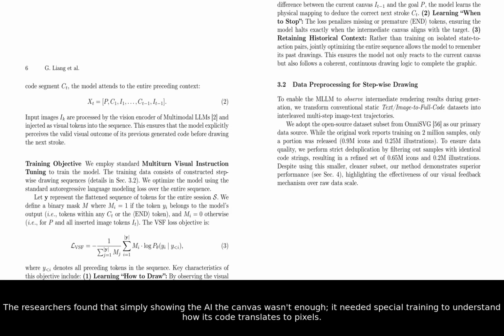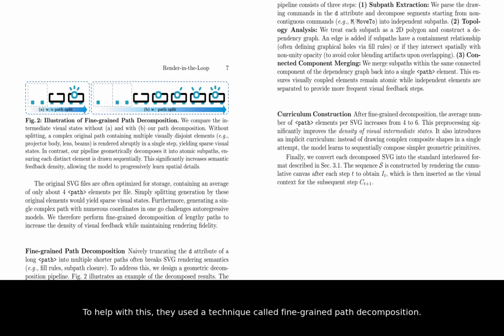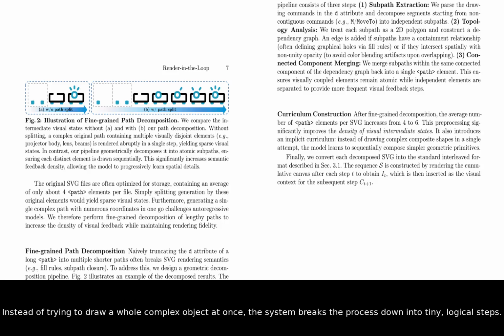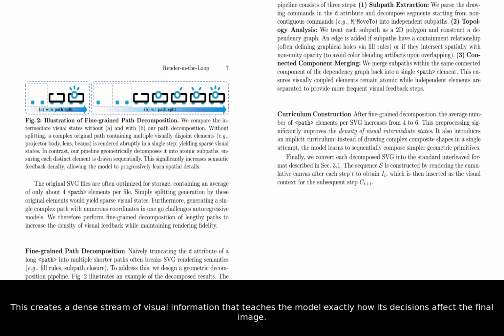The researchers found that simply showing the AI the canvas wasn't enough. It needed special training to understand how its code translates to pixels. To help with this, they used a technique called fine-grained path decomposition. Instead of trying to draw a whole complex object at once, the system breaks the process down into tiny, logical steps. This creates a dense stream of visual information that teaches the model exactly how its decisions affect the final image.